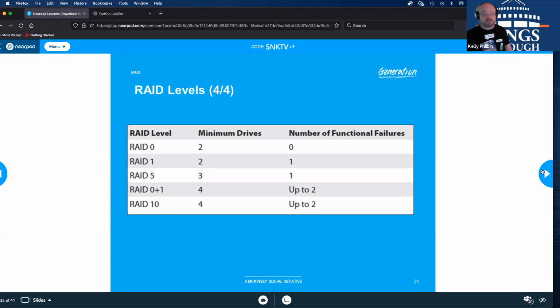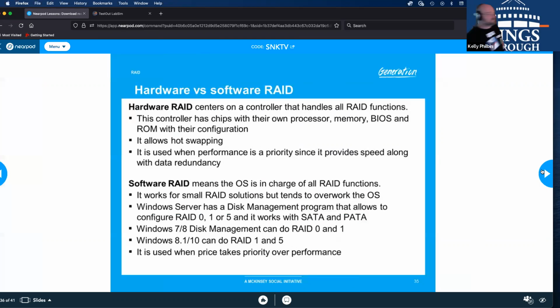Excellent way to look at it. Any other questions on RAID? All right. Last little bit of it.